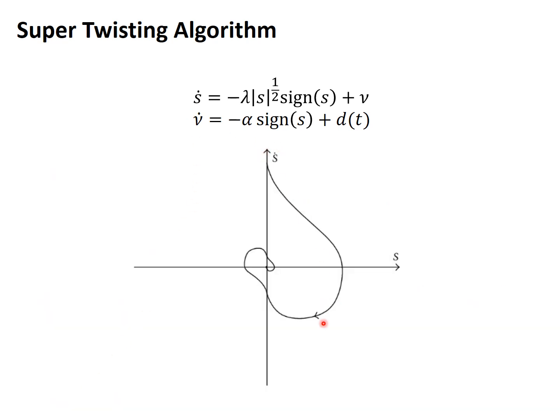So this is the picture of the algorithm. This is how the phase portrait looks in the S, S dot plane. If you break this down into a two-dimensional model with S equals x1 and S dot equals x2, and then make a phase portrait, you will see this sort of a picture appearing.